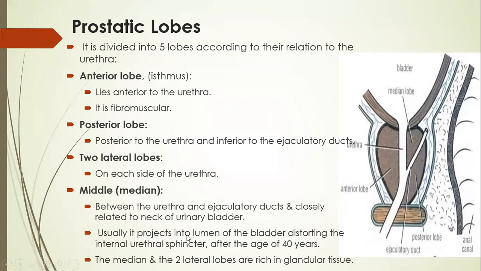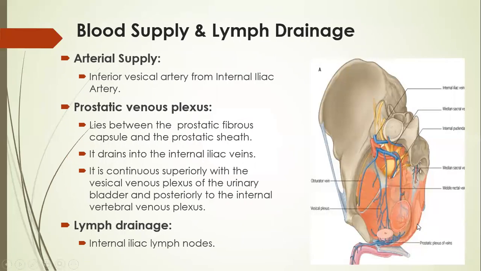The median lobe usually projects into the lumen of the bladder, distorting the internal urethral sphincter after the age of 40. After 40 years it is prone to becoming larger, and then it can distort the sphincter present here, called the internal urethral sphincter. The median and two lateral lobes are rich in glandular tissue.